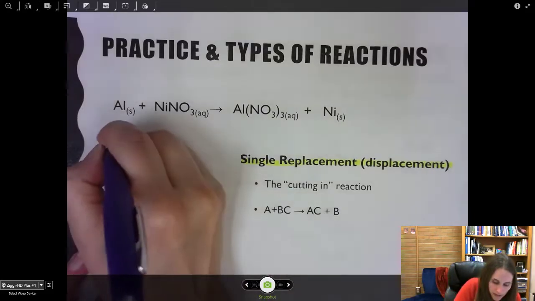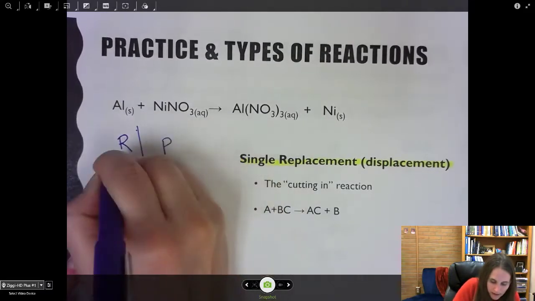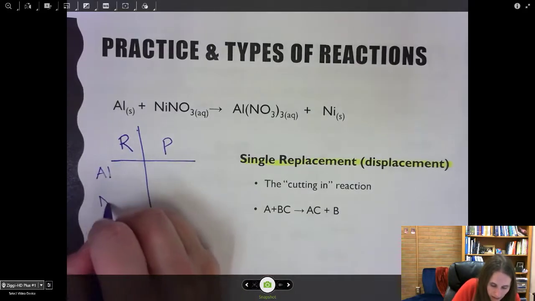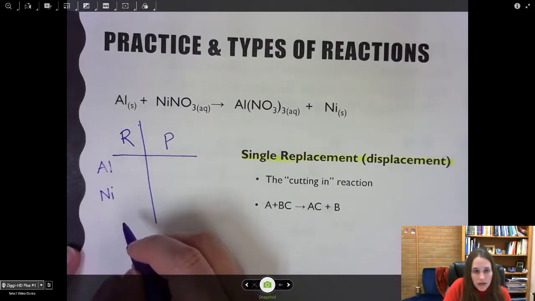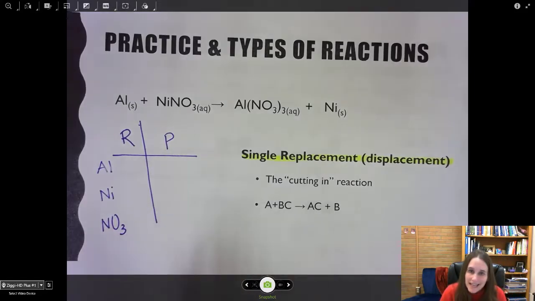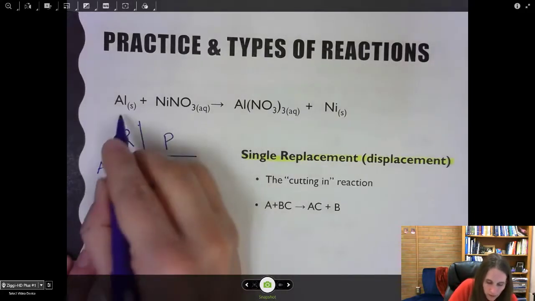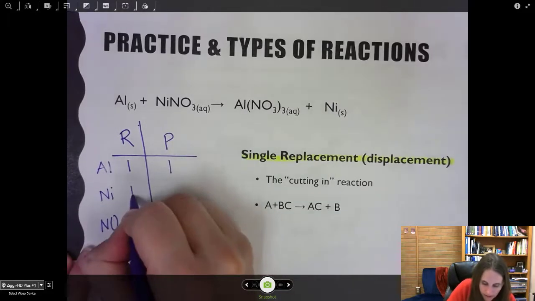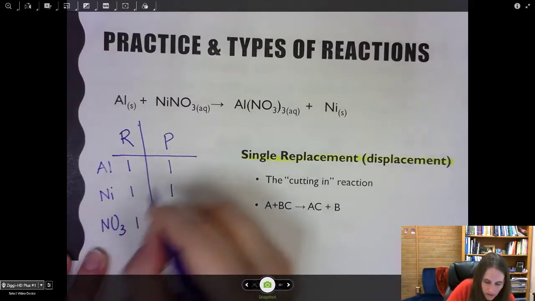So when I go to do my table, and I'm looking at my reactant side versus my product side, I'm going to keep track of aluminum, I'm going to keep track of nickel, and rather than saying, now I'm going to keep track of nitrogen and now I'm going to keep track of oxygen, I'm going to keep track of nitrate. I'm going to keep track of it together because it stayed together, and that simplifies my process a little bit. So I have 1 aluminum atom on my reactant side and 1 on my product. I have 1 nickel and 1 nickel. Nice, we're doing great. I have 1 nitrate right here.